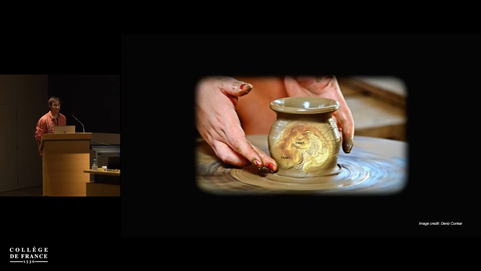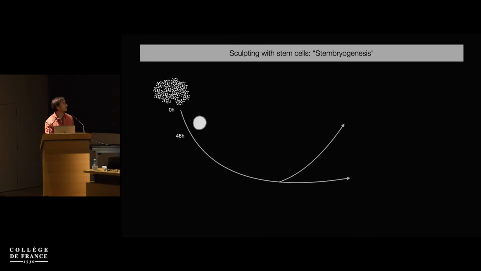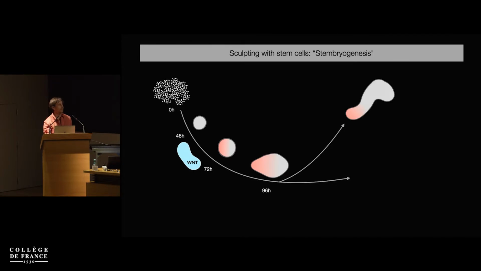Now, this is the reason that many people, including our lab, have started to sculpt with stem cells. So what we particularly do is that we take embryonic stem cells, we let them aggregate, then we pulse them with a powerful Wnt agonist, and this induces them to break symmetry, to elongate, and eventually self-organize their body axis. And this is the gastruloid system that you have seen this morning.